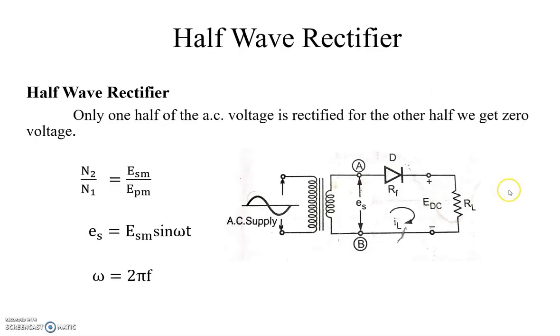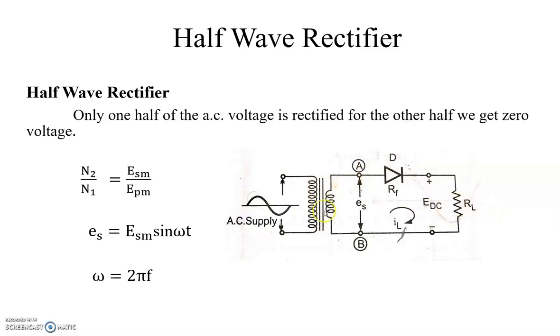Next, what is the half-wave rectifier? In the half-wave rectifier, only one half of the AC voltage is rectified. For the other half, we get zero voltage. This is a circuit diagram of the half-wave rectifier. Here the purpose of the transformer is to step down the input voltage so we get the desired level of DC voltage. In this figure, the diode forms a series circuit with the secondary of the transformer and the load resistor RL.